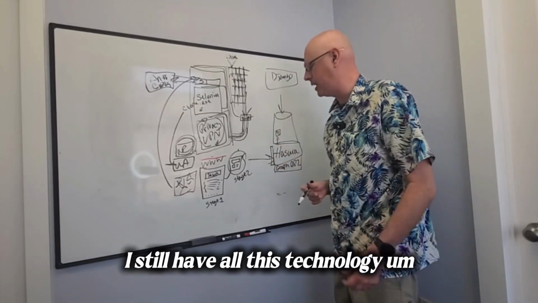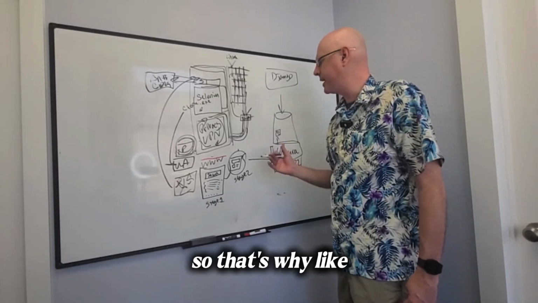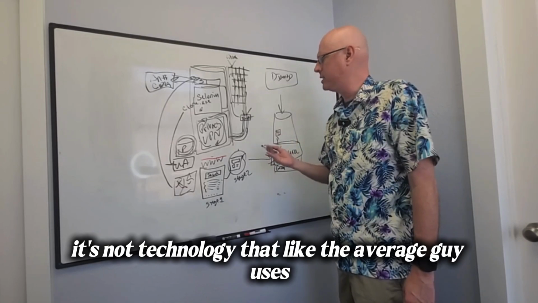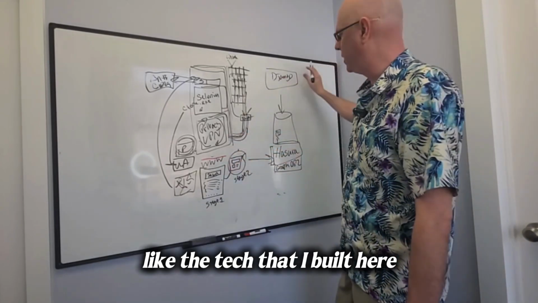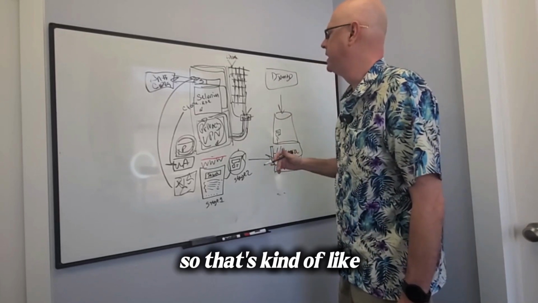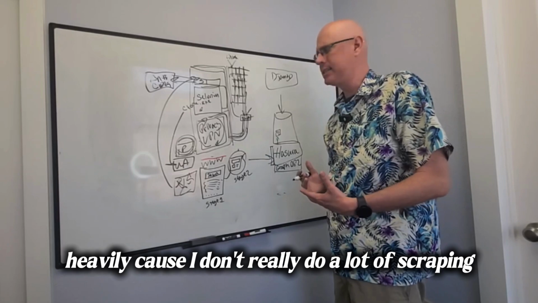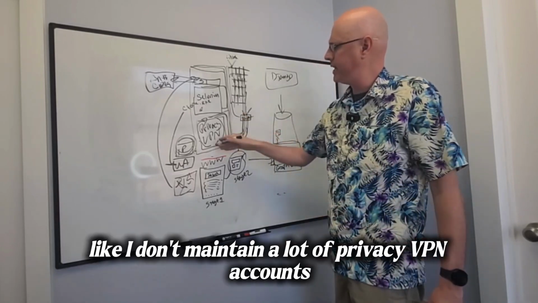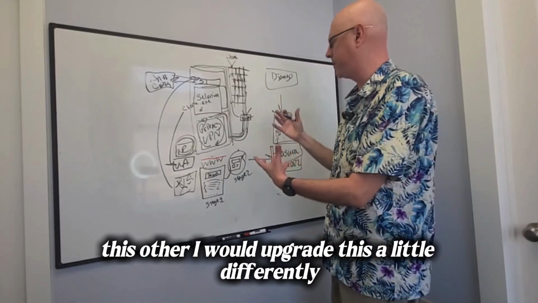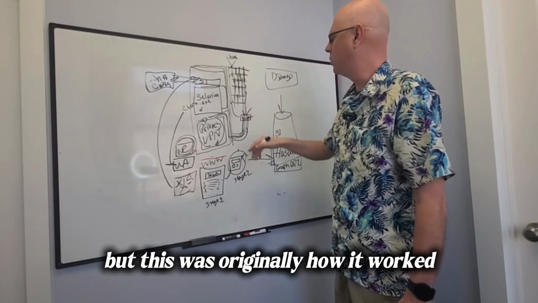I still have all this technology. It's expensive to use this tech. So that's why it's not technology that the average guy uses. The tech that I built here, I think I spent almost $1 million of my own dollars making, if not more. And it's currently not even really being utilized heavily because I don't really do a lot of scraping. I don't maintain a lot of privacy VPN accounts. I would re-engineer and re-architect this a little differently, but this was originally how it worked.